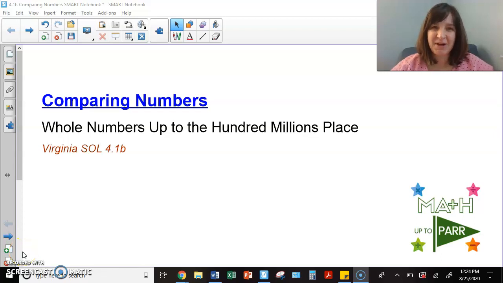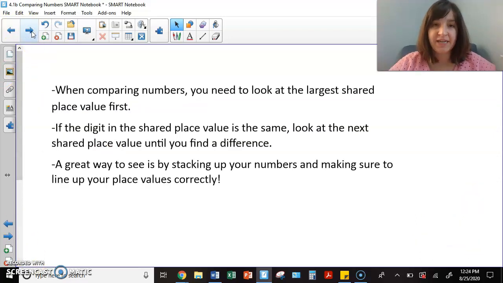Hi, this is Mrs. Parr, and on this episode of Math Up to Par, we are going to talk about comparing whole numbers. When you are comparing numbers, you need to look at the largest shared place value first.